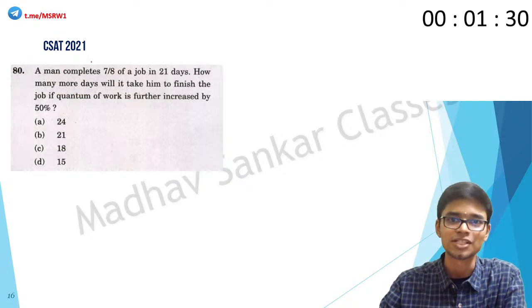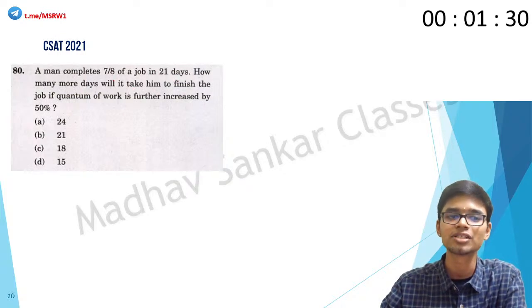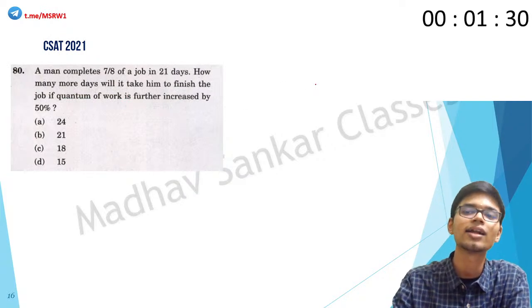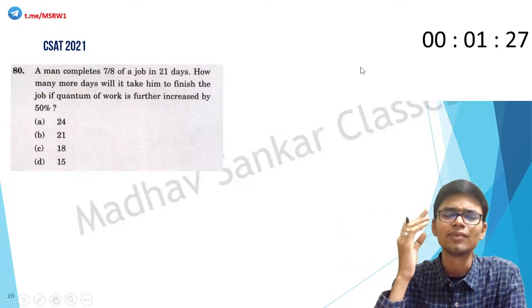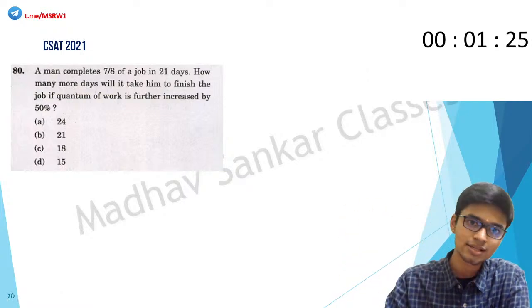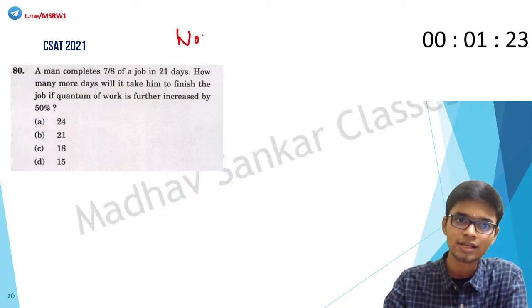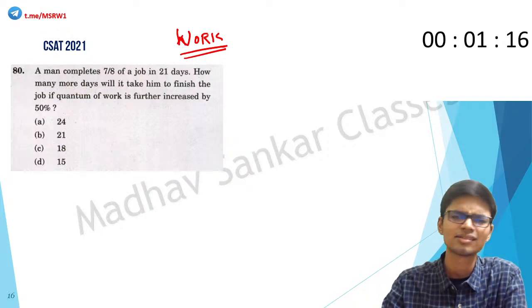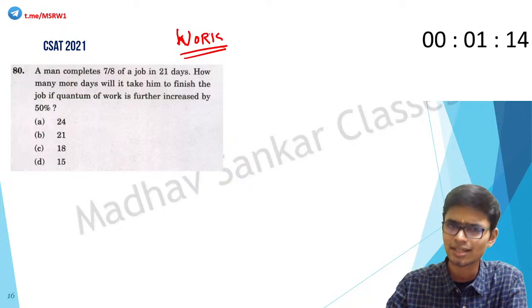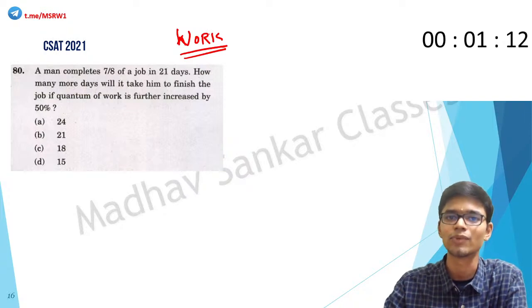Okay, last question for the day. 80th question, final question. A man completes 7/8 of the job in 21 days. How many more days will it take him to finish the job if the quantum of work is further increased by 50%? 1.5 minutes to solve. This is another common area called work. There is an entire chapter on quantitative ability known as work, and this is taken from that area. Another very common question that we see in literally every competitive exam question paper.